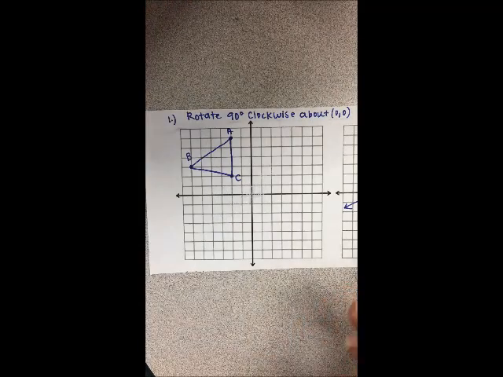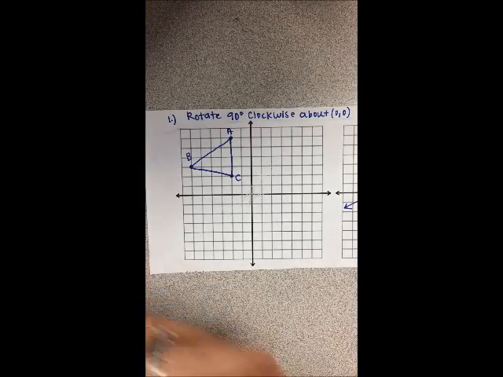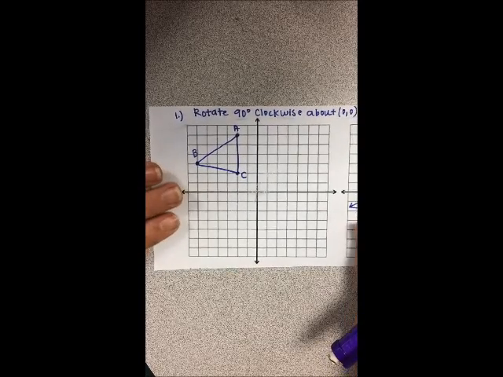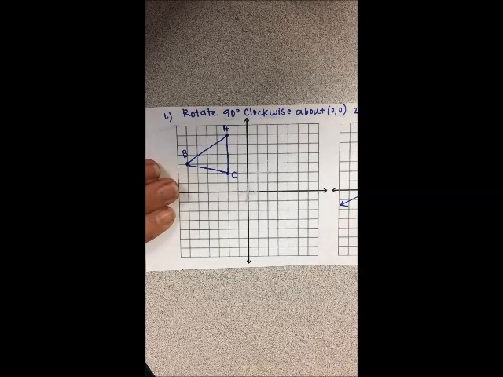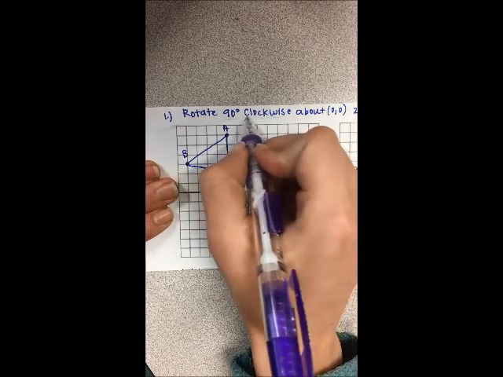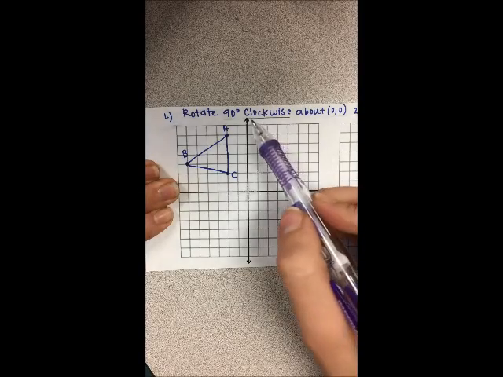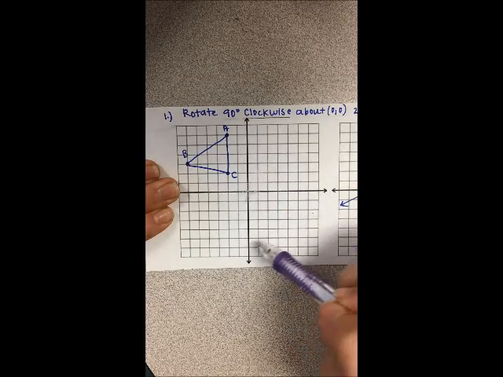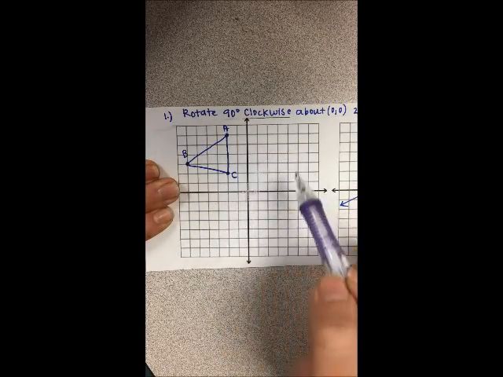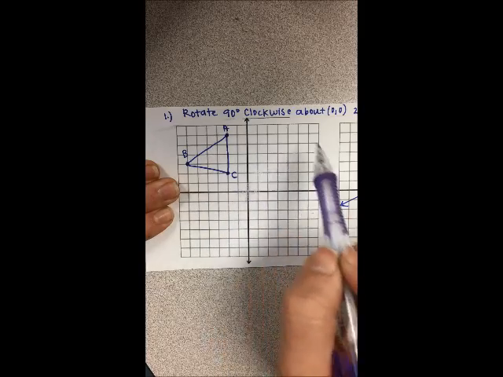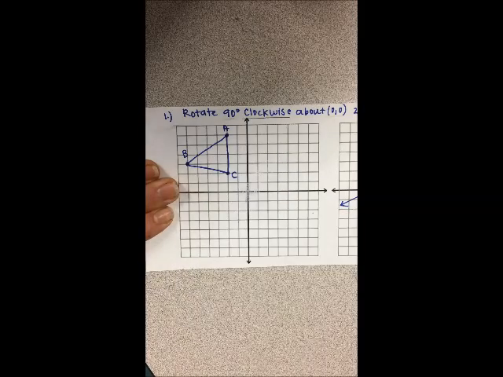So the first one that we're going to rotate is a figure, a triangle. And it says to rotate it 90 degrees clockwise about 0, 0. So lots of information here. The first thing that I see that's major here is clockwise. And so clockwise moves in this direction, like a clock. So this is the direction that we're going to be rotating this figure in.